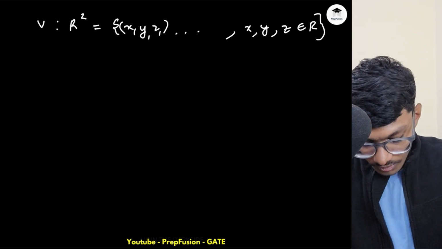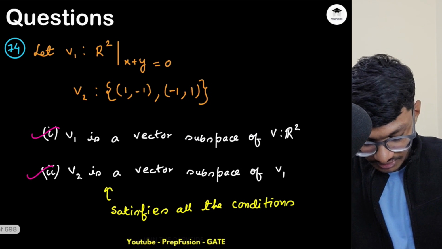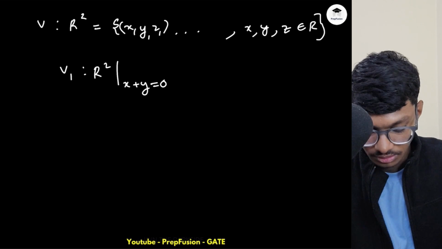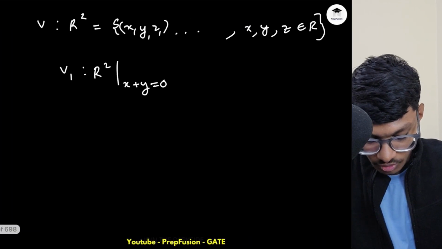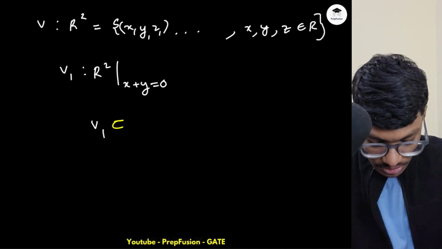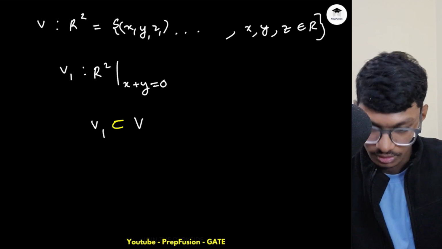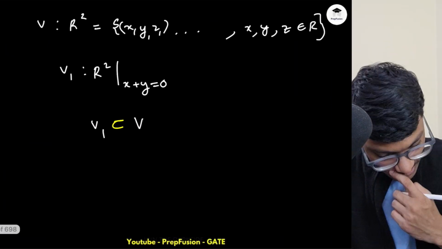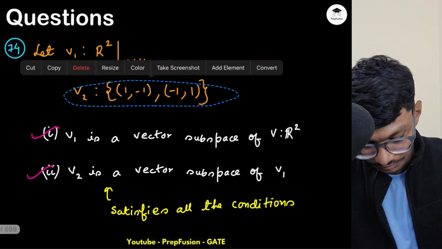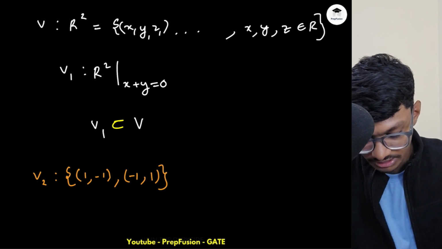So, what is V1? V1 is also R square, but it is satisfying a particular equation, x plus y equals 0, right? So obviously I can write that V1 will be a vector subspace of V, not V2, so V. Okay, this is the thing. Now also I can write that V2 is this, and V1 is already that, we know, and obviously these are satisfying.